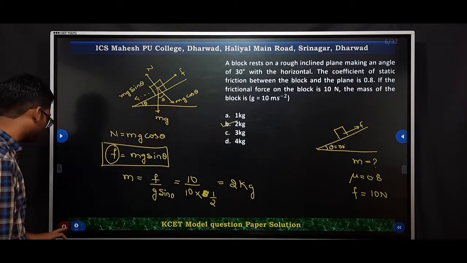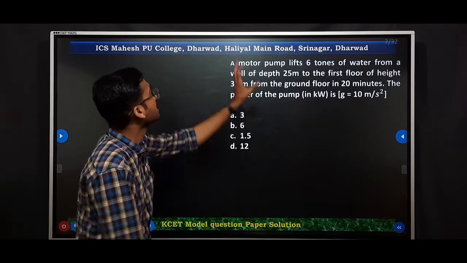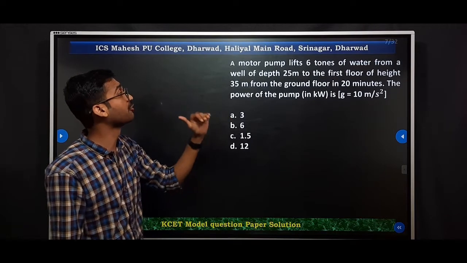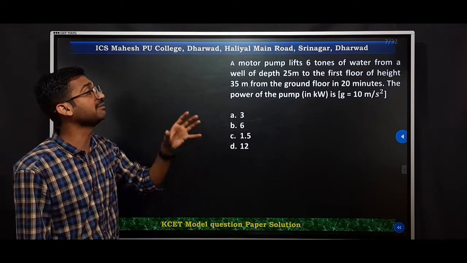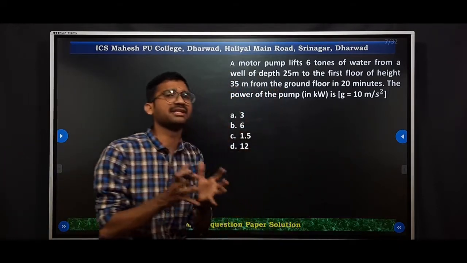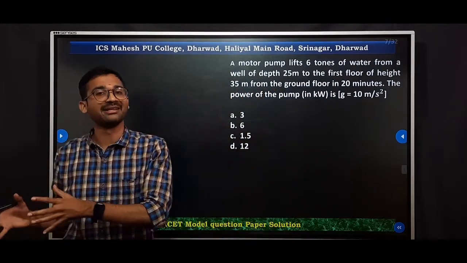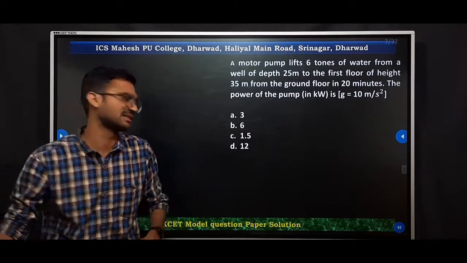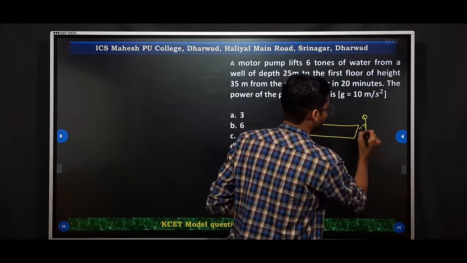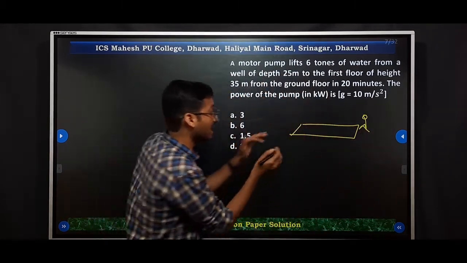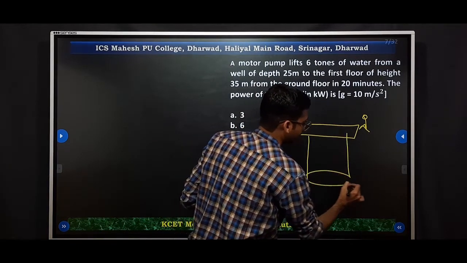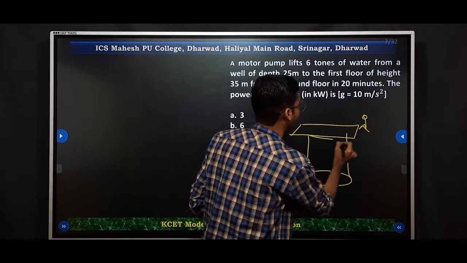Moving on to the next one. That is, a motor pump lifts 10 tons of water from the well of depth 25 meter. Okay, I draw the diagram for this one. Generally when we watch the well, it will be constructed in this way. If this is a ground, where we can stand, with respect to this ground, we are having a well actually. This one is a well we are having.